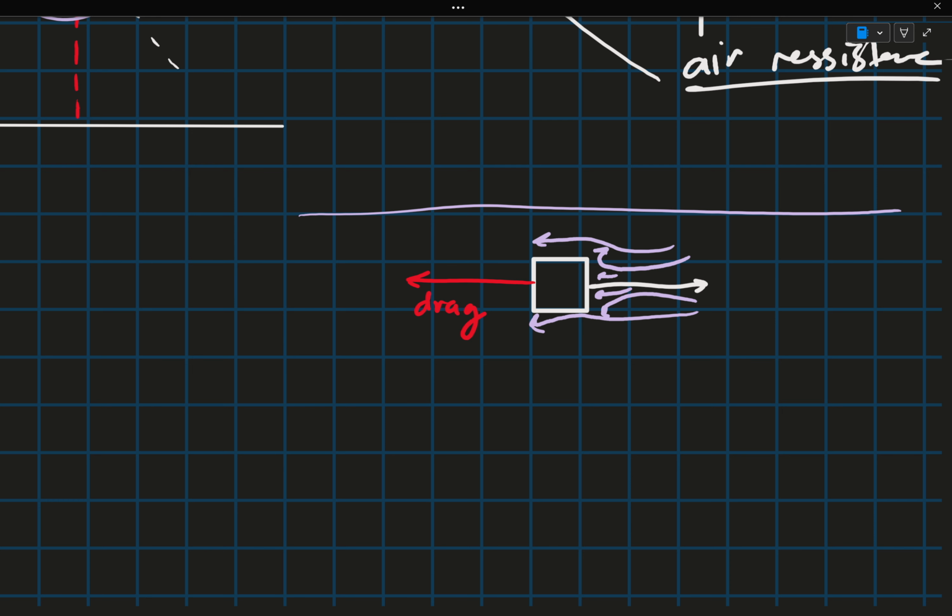So as a ball moves through air, the air particles bombard the ball and the ball experiences some resistance due to air, or I'll call it air resistance, and that air resistance causes a resistive force called drag. Now, the drag that an object experiences depends on what the object is moving through. If the object is moving through air, it will experience less resistance than if it's moving through something like water. If an object is moving through water, it will experience less resistance than if it's moving through something like honey.